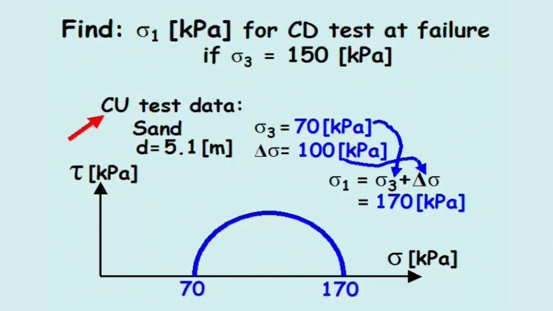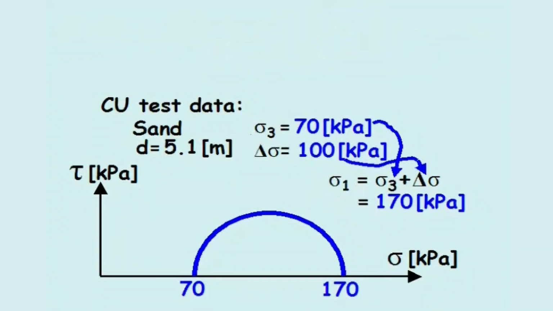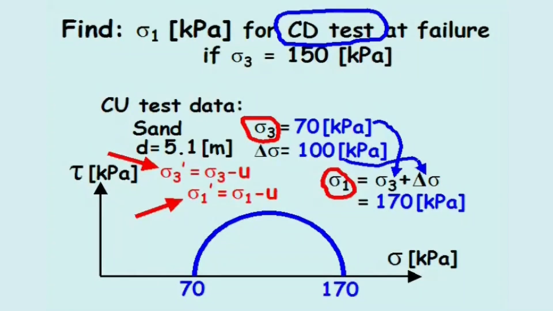Keep in mind, this is an undrained test, and the problem asks to find the major principal stress during the drained condition. So, the given stress values for the undrained test include the pore water pressure. The effective stress values can be computed by subtracting the pore water pressure from the total stress for both sigma 3, the confining stress, and sigma 1, the axial stress.